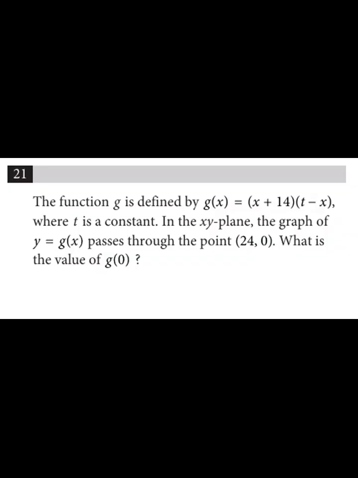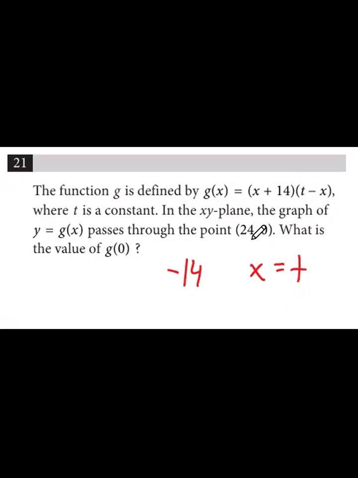Okay, so for question 21, we have the function g defined by g of x equals x plus 14 times t minus x, where t is a constant, and we're asked to find the value of g of 0 given a graph. Well, we know that the x-intercepts are at x equals -14 and at x equals t. And we also know that it passes through the point 24, 0.